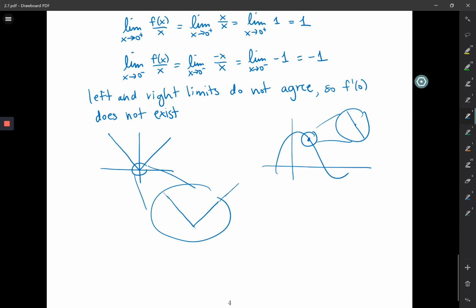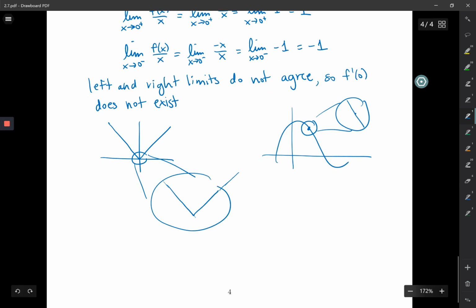And that is an important idea, I think, when you're thinking about derivatives. Okay, so that's all for this section, and don't forget to complete the comprehension check.